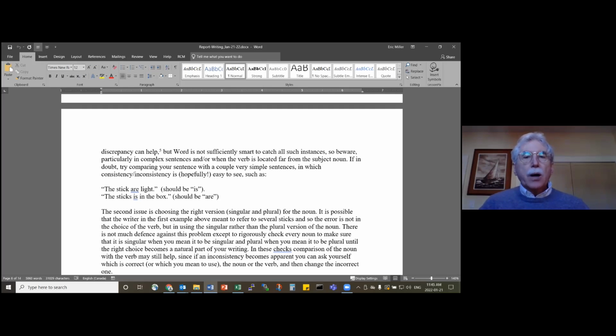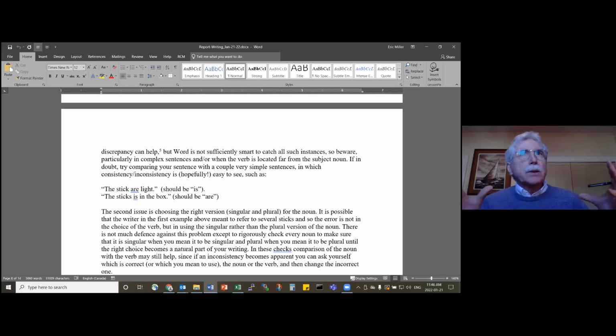Again, there's no good way of getting good at this, except by being conscious of the issue and really trying to pay attention to it until it becomes second nature. I don't know whether this is helpful or not, but one way of thinking about this issue is to think of some really simple sentences. For example, the stick are light. Stick is singular, are is plural. It should be the stick is light. The sticks is in the box, the other way around. Sticks are plural, it should be are.